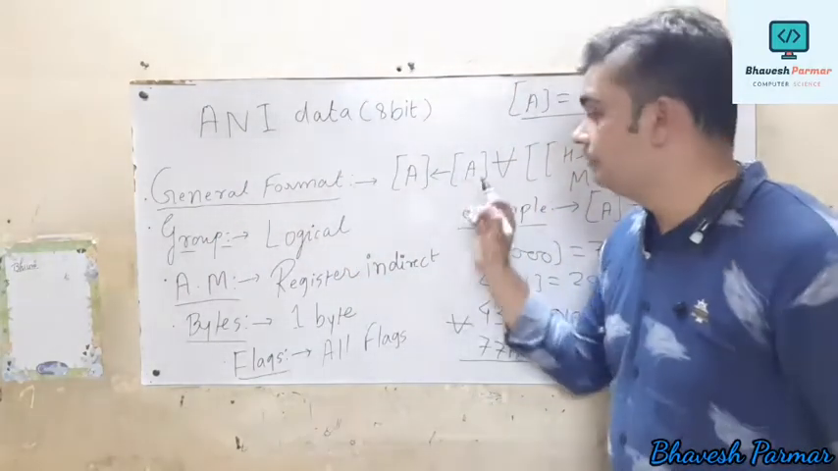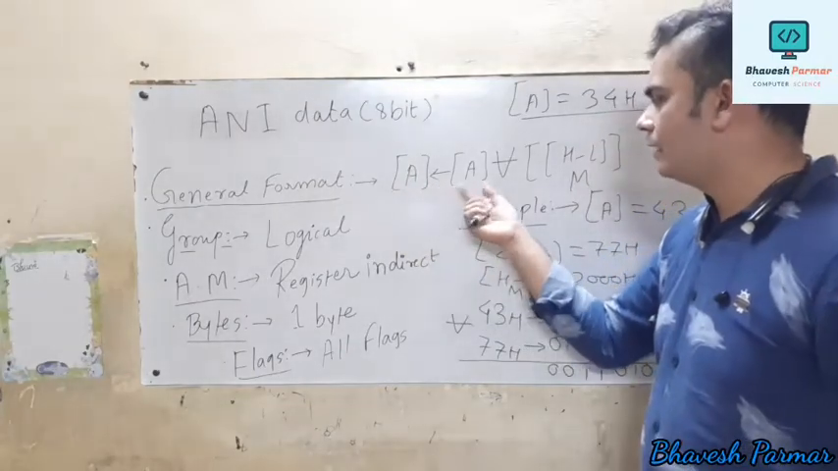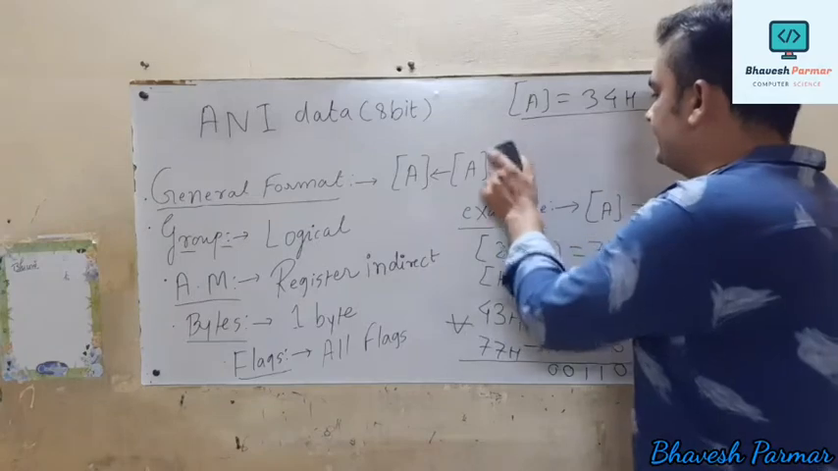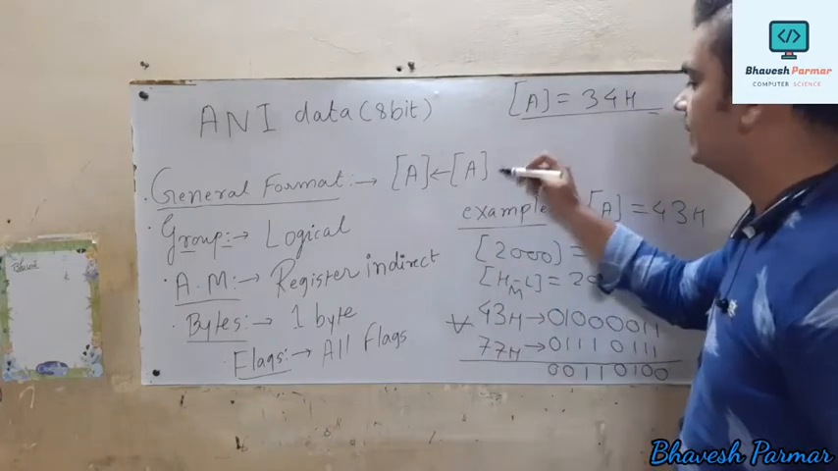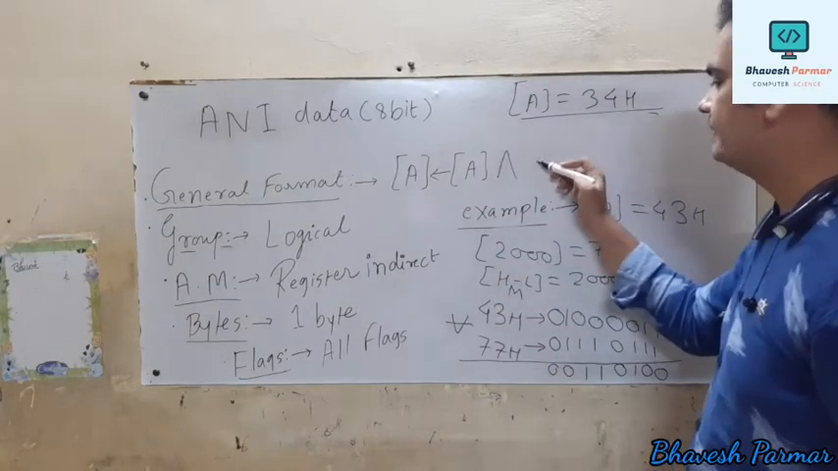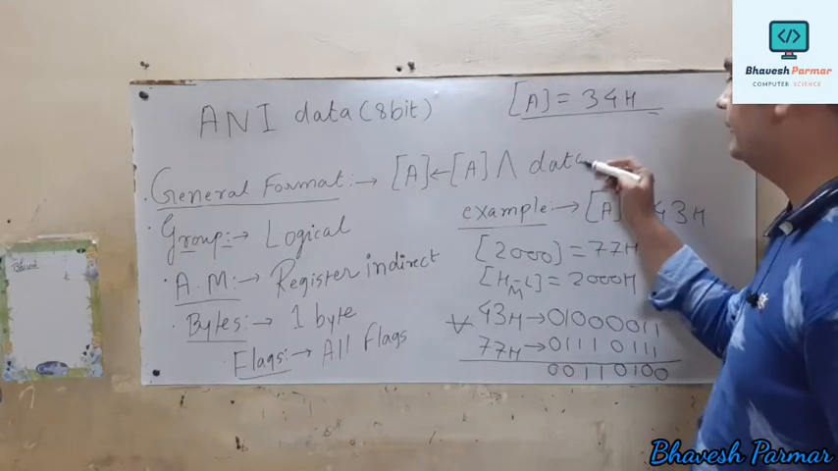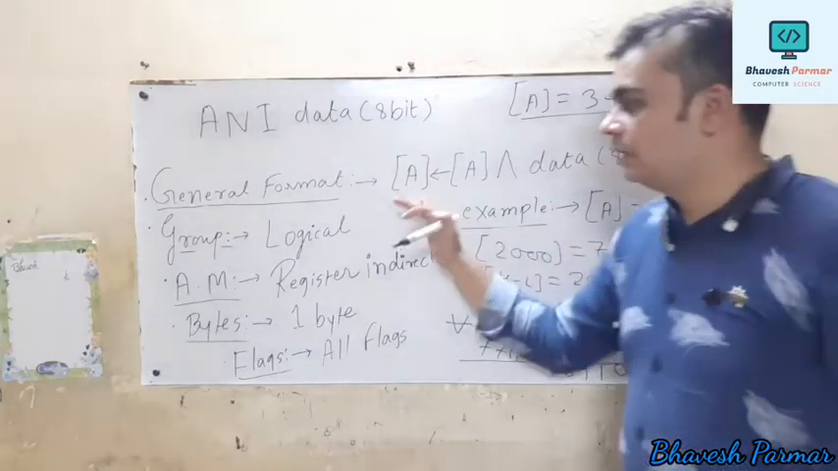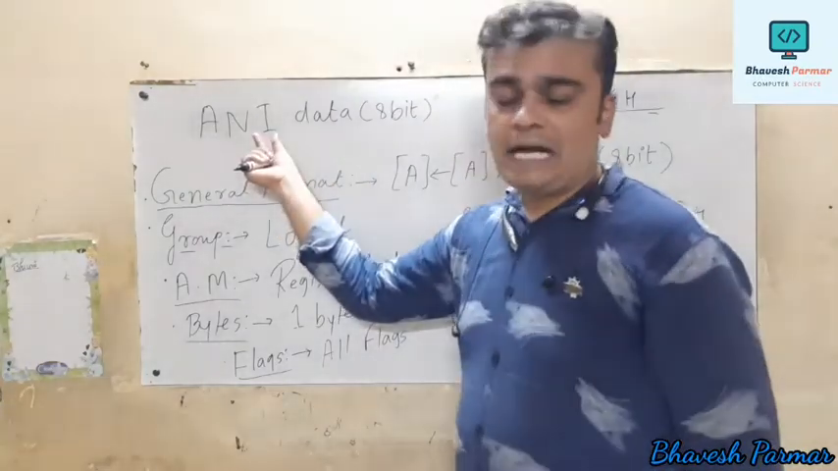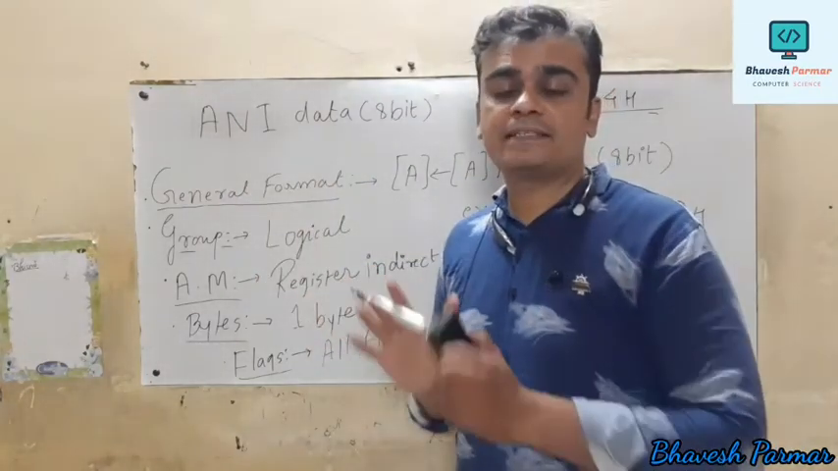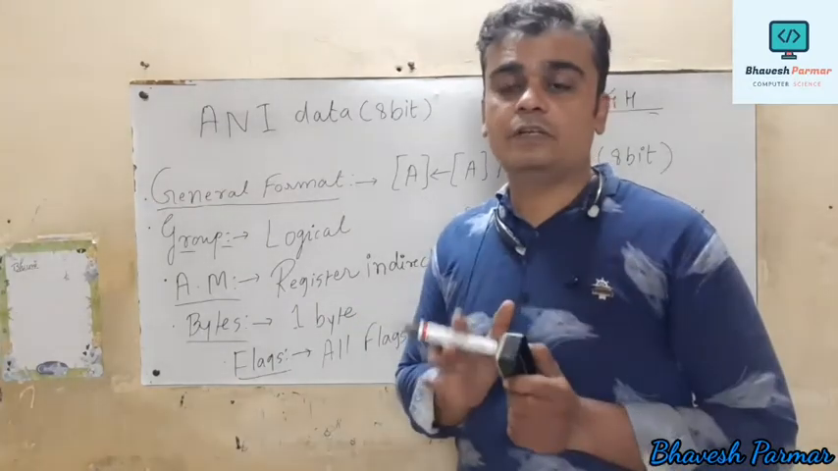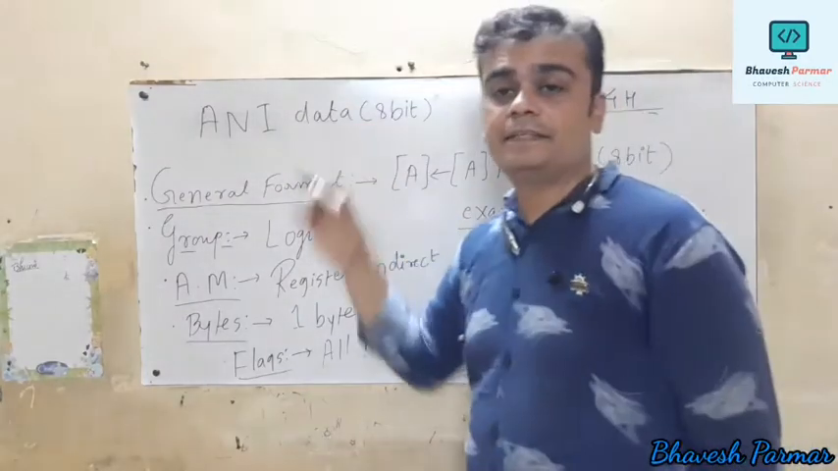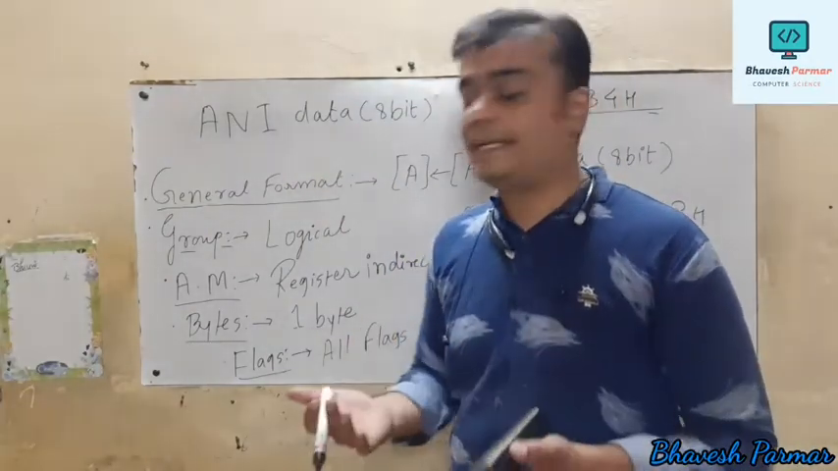There will be a little bit of change. Content of A, arrow, content of A. Thereafter I make the exact change: I use the logical AND symbol, then I write data, and in brackets I write 8-bit. Now, I is the last character in this instruction, so we know that it is immediate addressing mode and 8-bit data is there, so that's why it is a 2-byte instruction.